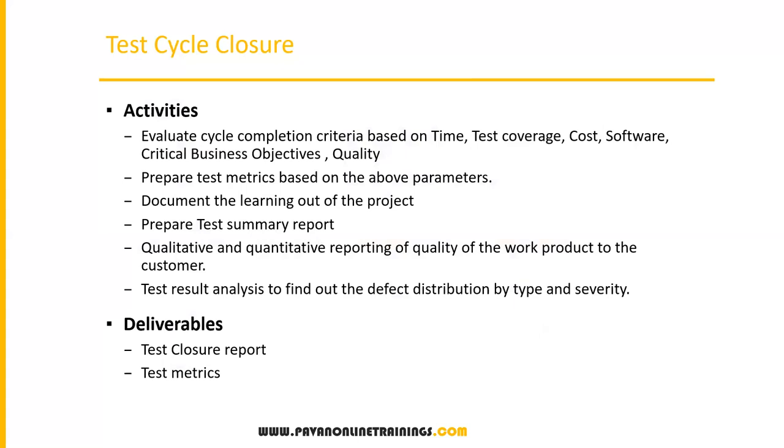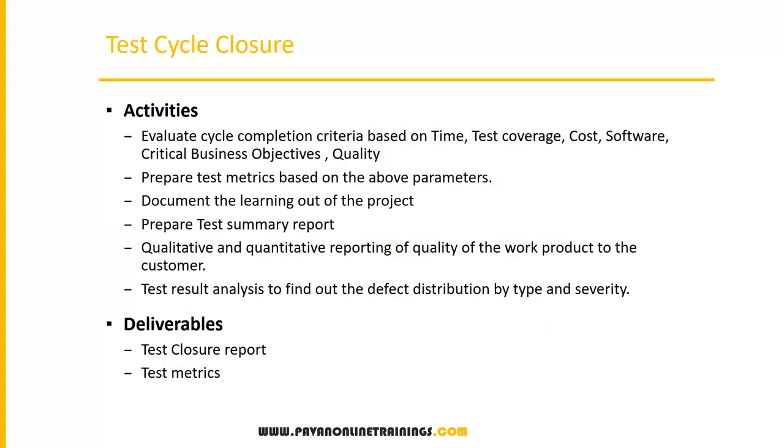But before we stop our testing, we will conduct a meeting with all the team members, like the testing team and development team, and make sure all the test cases are executed, all the test cases are passed, all bugs are closed, and test cycles are completed. We will review all these items as parameters, and we consider them as exit criteria. If everything is fine, then we will close the testing. We'll stop the testing. So this is a simple test cycle closure.